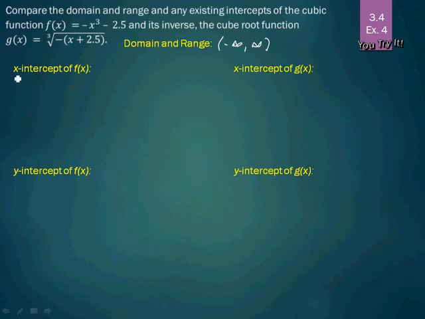So for the x-intercept, we know that y has to be 0. And so in both equations, we can just take either f of x or g of x and plug in 0. So with f of x, it'll be 0 equals negative x cubed minus 2 and 5/10. And then we can go ahead and solve for x. So adding 2 and 5/10 on each side, we get 0 plus 2 and 5/10 is 2 and 5/10 equals negative x cubed.